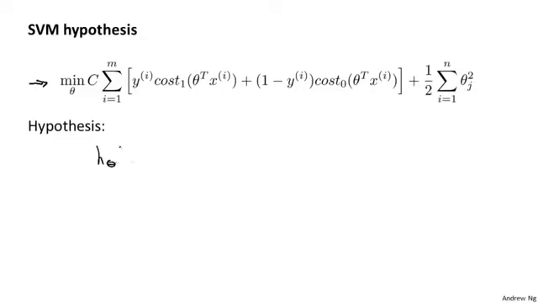Even though I described what a support vector machine does, it just makes a prediction of y equals 1 or 0 directly. So the hypothesis will predict 1 if theta transpose x is greater than or equal to 0, and predict 0 otherwise. Having learned the parameters theta, this is the form of the hypothesis for the support vector machine.